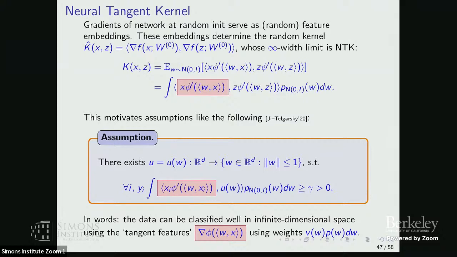So this is using what we call tangent features, or the gradients, these phi primes, which are the terms that appear in red. And we're using these weights u of w and p of w dw. This is an infinite dimensional version of having this NTK with infinite weights that is able to classify the data well. And so the idea is that if this holds, then we might expect that a neural network that is near its initialization and sufficiently wide can also classify things well.